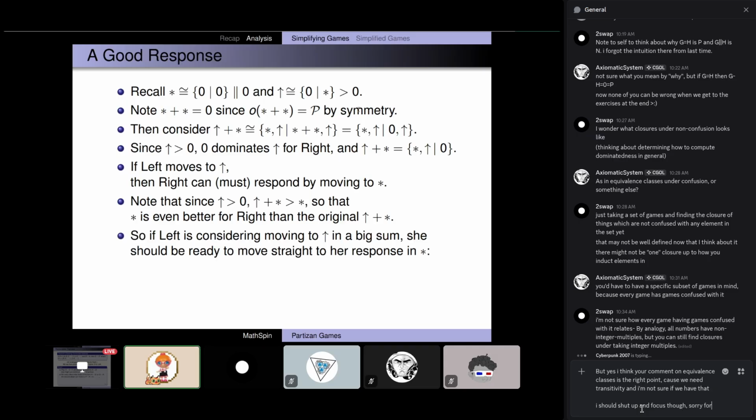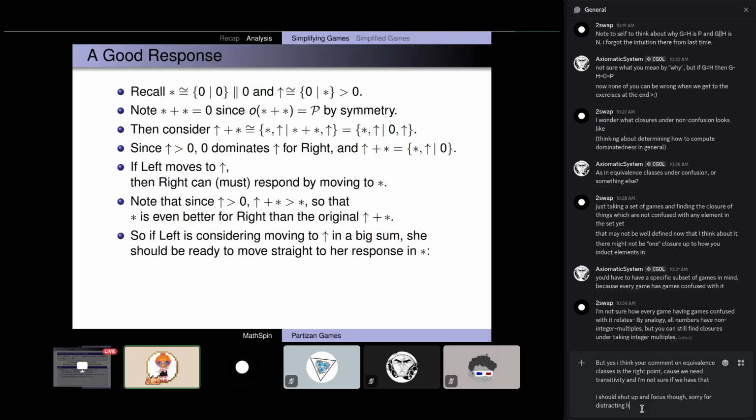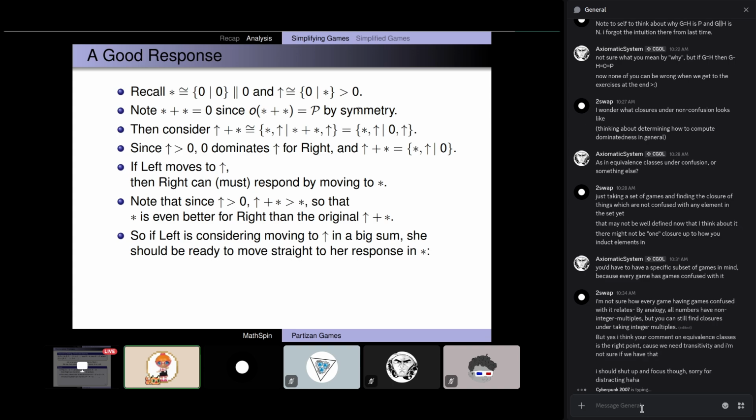So in the big sum, if left is considering moving to up, she may as well be ready to move straight to however she'll respond to that good move, whatever right could move to. Right wants to make his position better, so he may very well choose to move to star. And so left better be ready for that follow-up, otherwise why move to up in the first place? Why give right this better position than you started with if you're not ready to follow up?